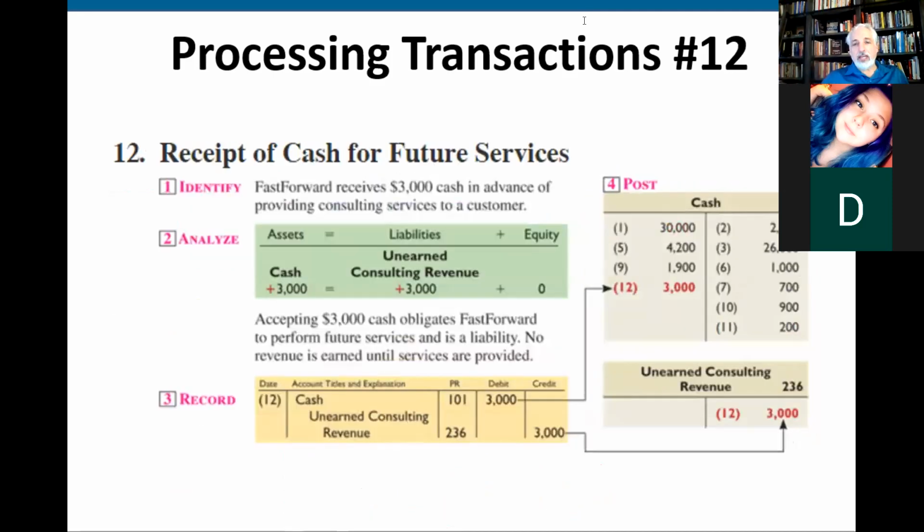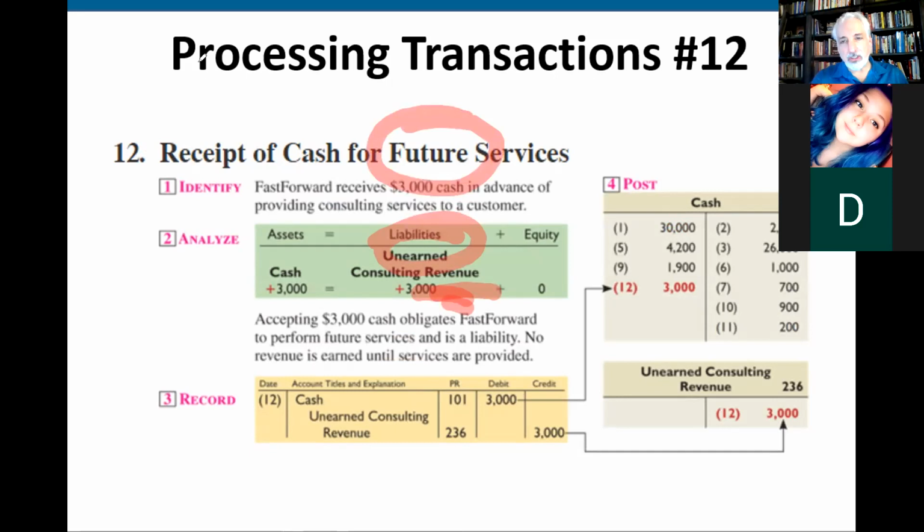And then receipt of cash for future services. Now, this is kind of interesting. Unearned revenue. Oh, I recognize it. Revenue. That's on my income statement, right? Not yet. Because the key term here is unearned revenue. Yeah, revenue is a good term to know. But this is a $3,000 deposit. This is cash for future services.